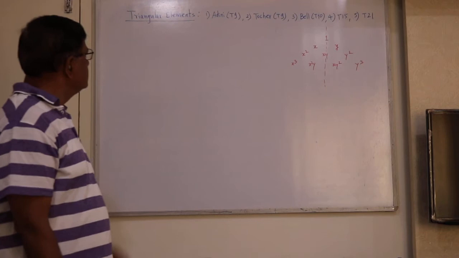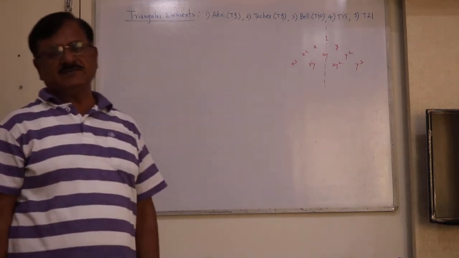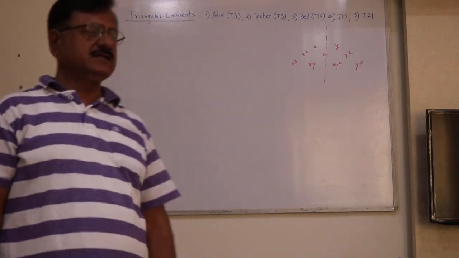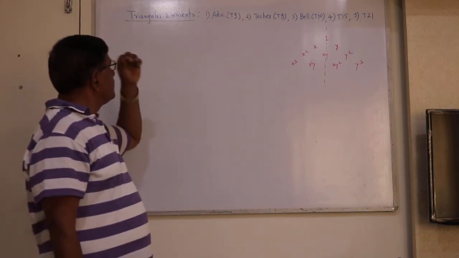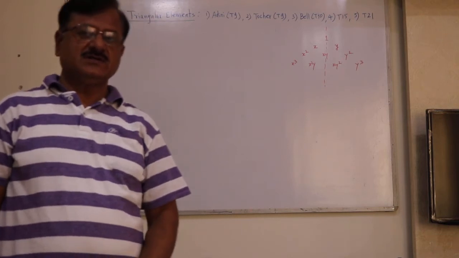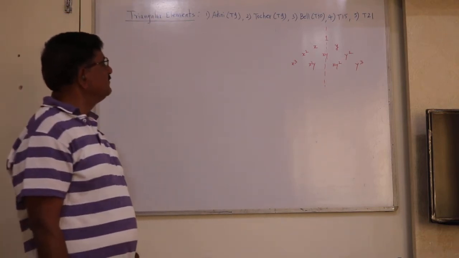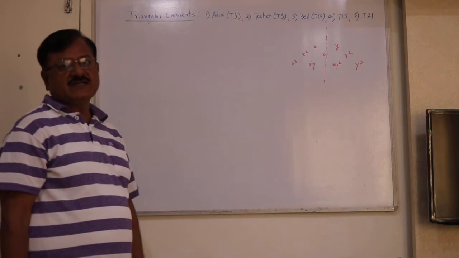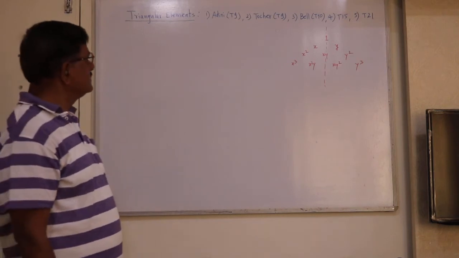Last time we discussed rectangular elements for plate bending analysis. Now let's see the various types of triangular elements used for plate bending analysis. There are five types of triangular elements that we are going to discuss.